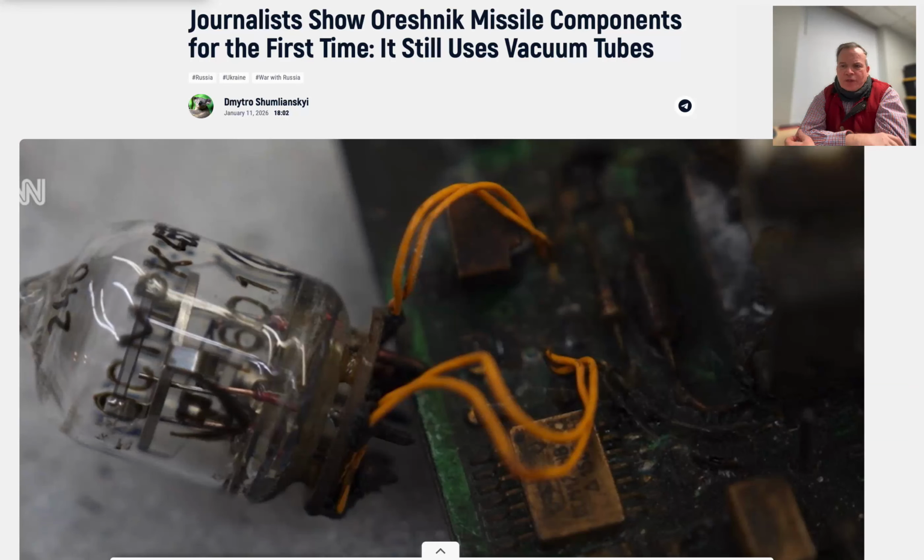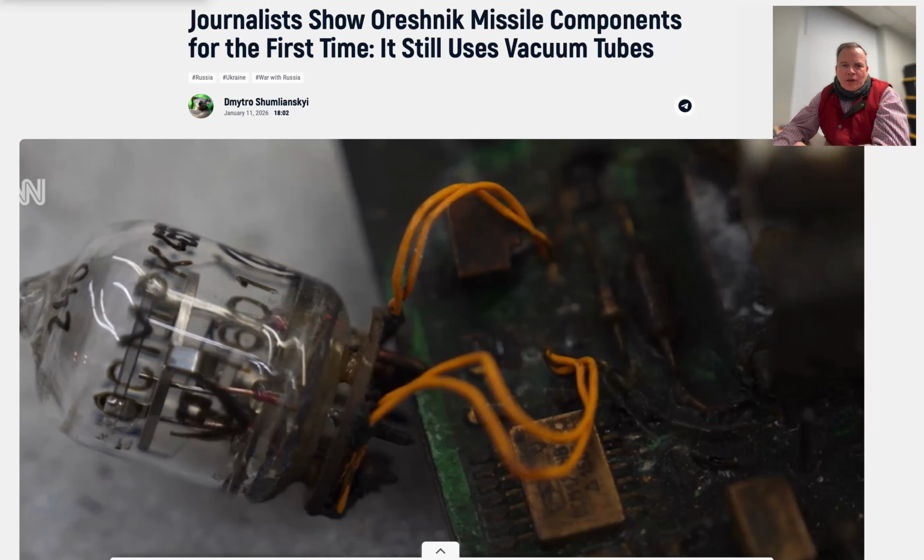We've seen information come from CNN about the so-called vacuum tubes being used in the Oreshnik. So, without being an expert in missiles and without having direct access to the circuit boards for the Oreshnik, we're going to have to move in a historical fashion to show that vacuum tubes basically have been eliminated from all modern missile systems. So exactly why CNN is putting out this narrative, it's hard to say.